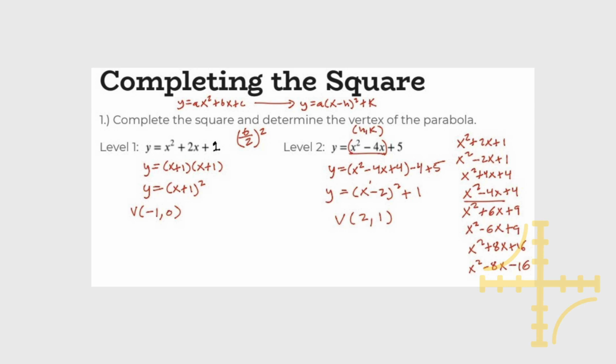And I label them as levels, because the first problem is very simple, very easy. You don't actually need to complete the square at all. You can just factor it. And then we work through our completing the square. And these are your base levels here, level 1 and level 2.